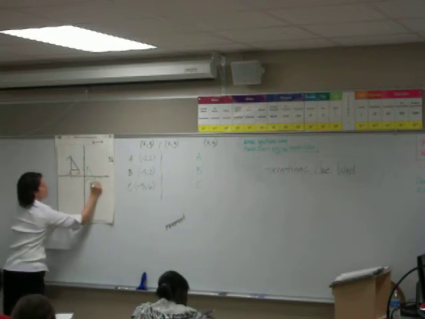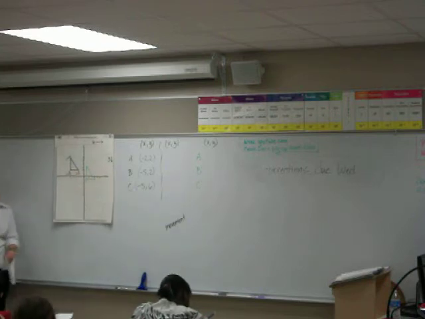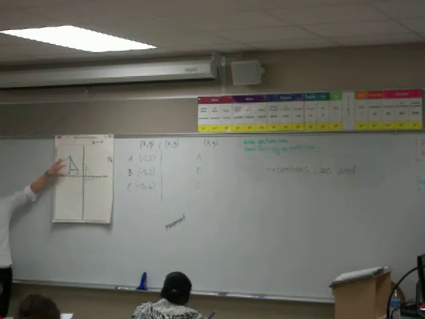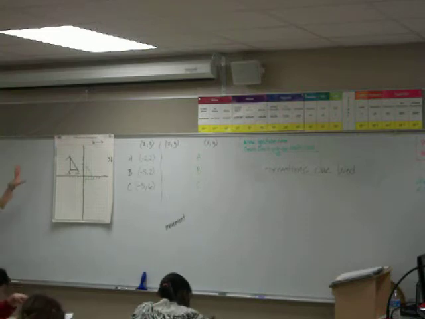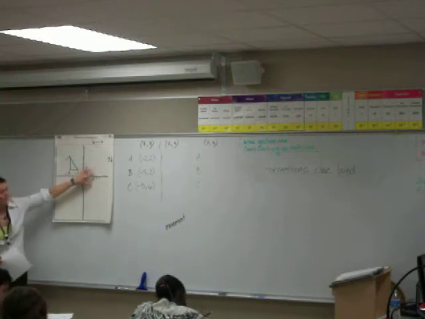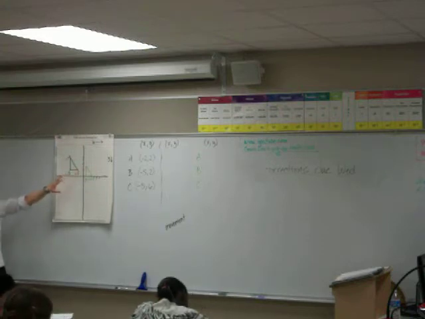And that is A prime. And we have the same size triangle, just moved 6 to the right and 3 down. It looks exactly the same, it's the same size, it's just being slid down that direction. Okay? Make sense?